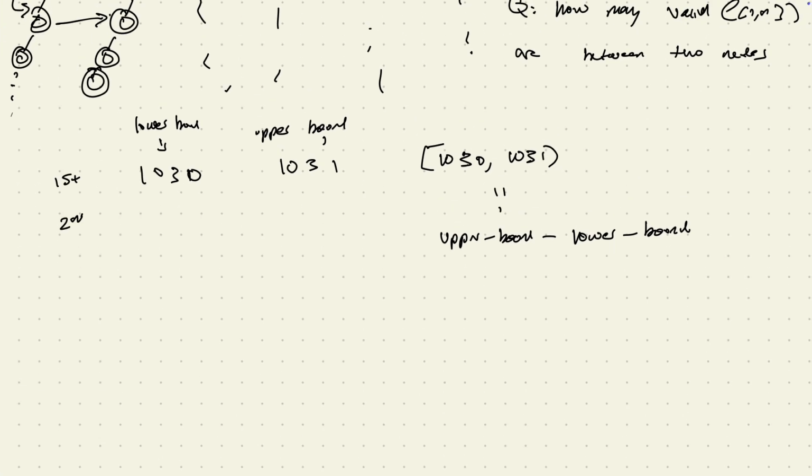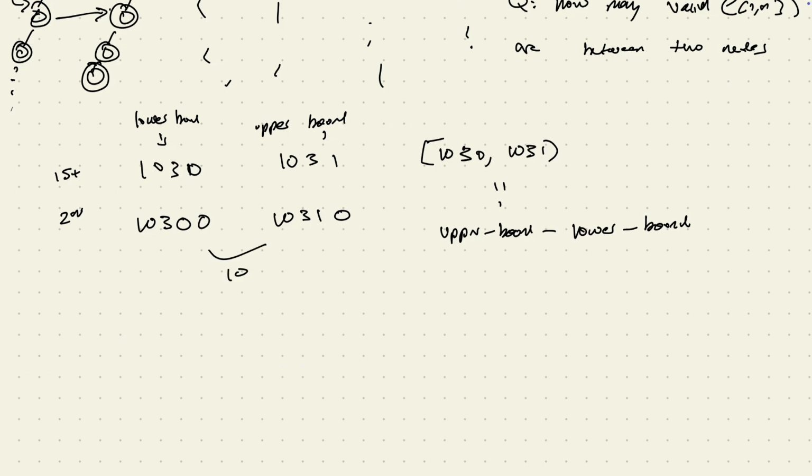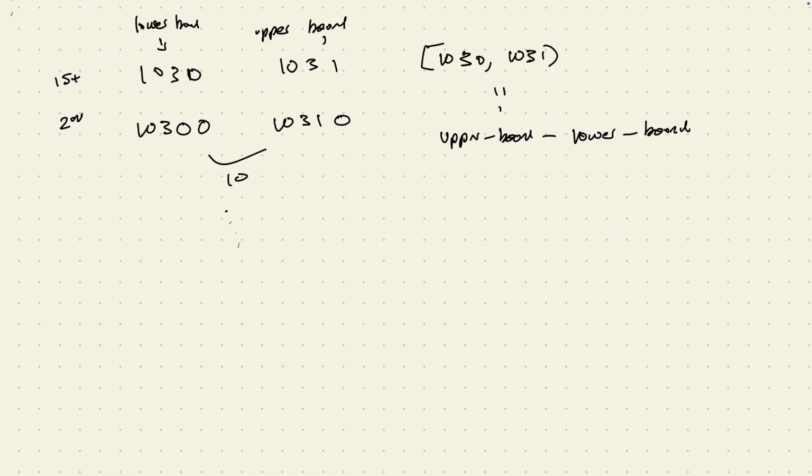Second, we're going to add 0 to the back and 0 to the back here. And how many numbers are between this? 10, right? So there's 10 between this, and so on and so forth until we reach a point where, let's say the upper bound in this case was 10,700.